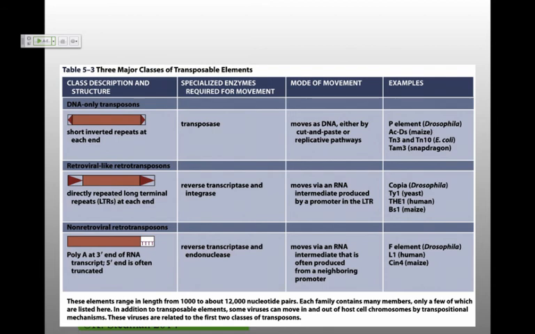If you think about the human genome, 8% of our genome looks like these particular viruses, compared to the 1.5% which is protein coding.